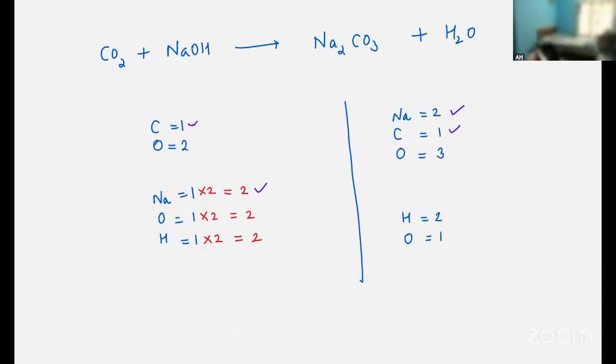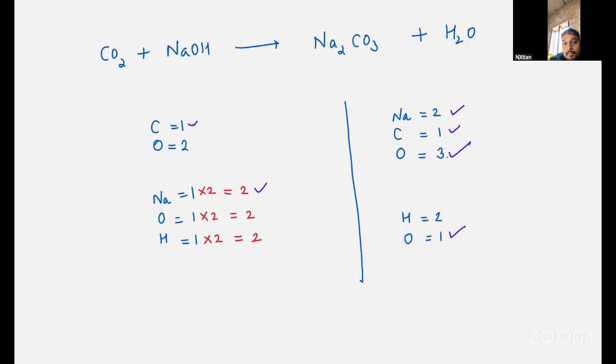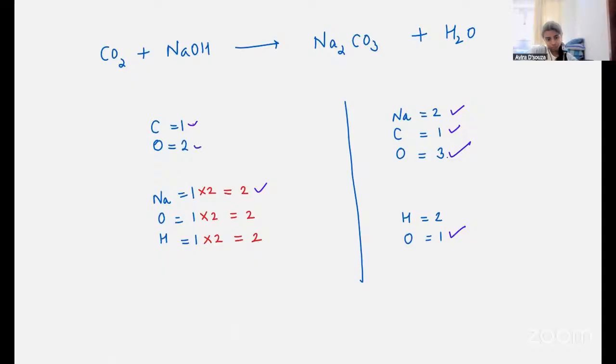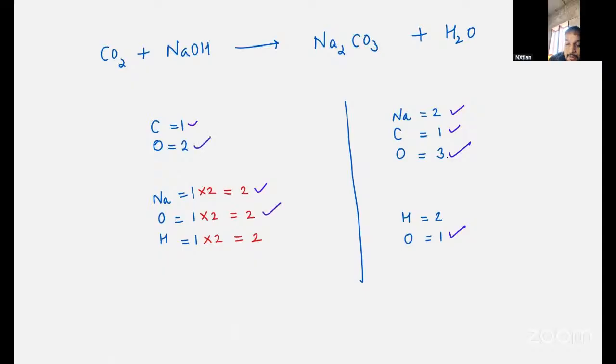Now how much O is there on the right side? 3. And there's 2 on the left. No, 3 plus 1. This is also O, na? So it will become 4. And on the left side, this is 2 and this is also 2, so 4. Perfect. Now we'll check about H.